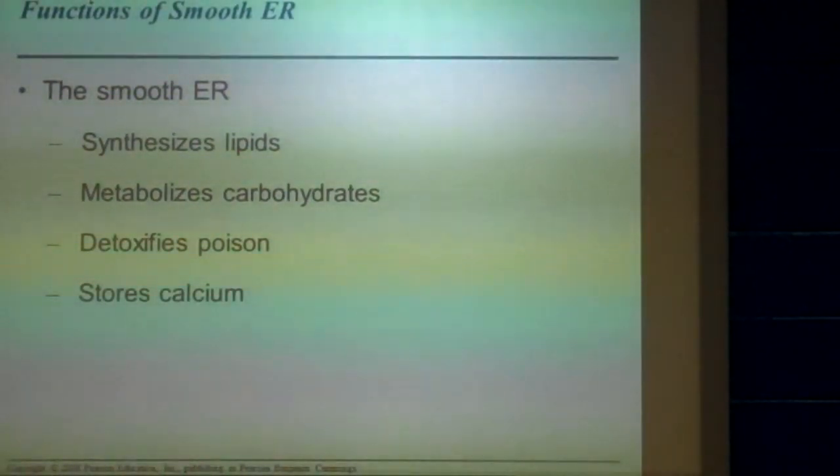Smooth ER. You don't need to know all of the things that the ER does, but detoxifying poisons is a big one. So when you take medications, they're going to get processed by the smooth ER. Or if you consume a lot of alcoholic beverages. So what organ is going to have a lot of smooth ER? The liver.